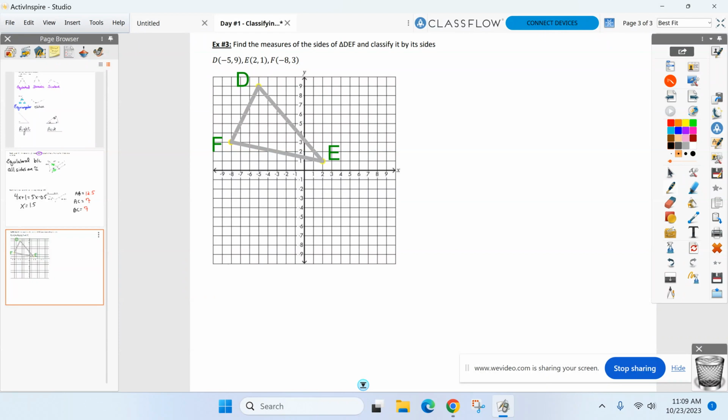All right, got them graphed. All right, what type of triangle is this? Classify it by its sides, right? So at the end, I should have equilateral, isosceles, or scalene, right? Because it's asking me by its sides. And you know how we roll in here.